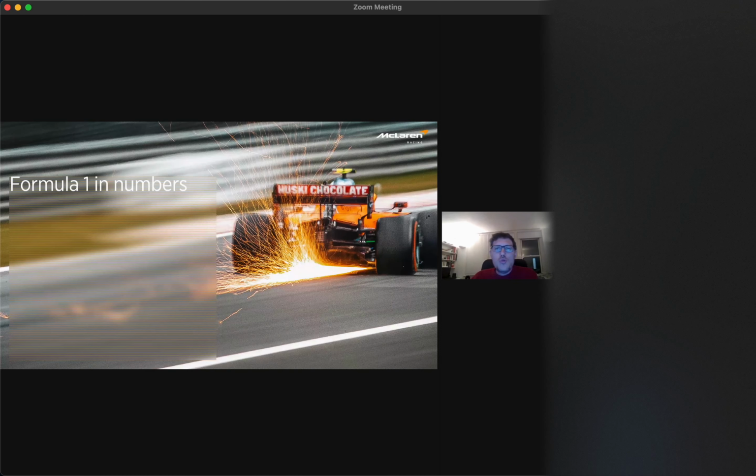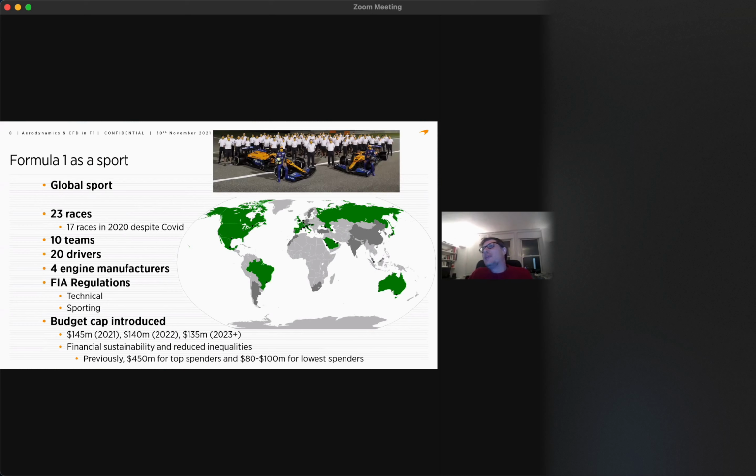Then we'll go through some numbers quickly to give you a bit of context on what the Formula One Championship really is. It's a global sport, so it's across multiple continents. We have 23 races during the season, and 17 races in 2020 despite COVID. Despite the fact that all of the world was in isolation, we managed to do 17 out of our 20 races through that period. That's 10 teams, 20 drivers, and 4 engine manufacturers.